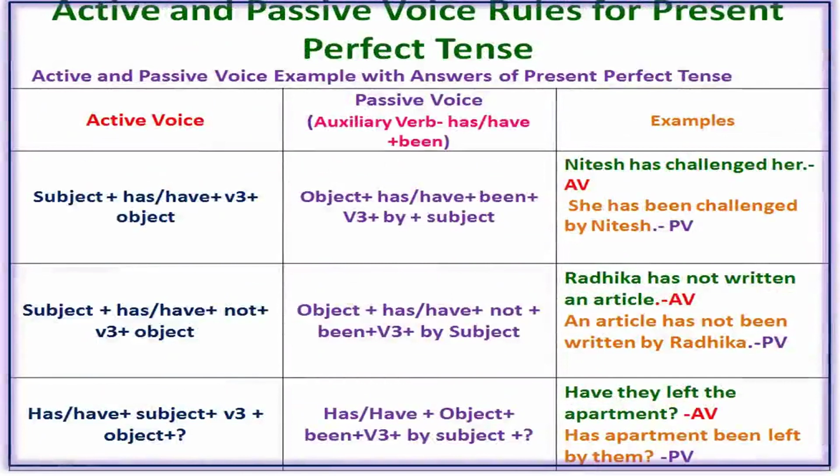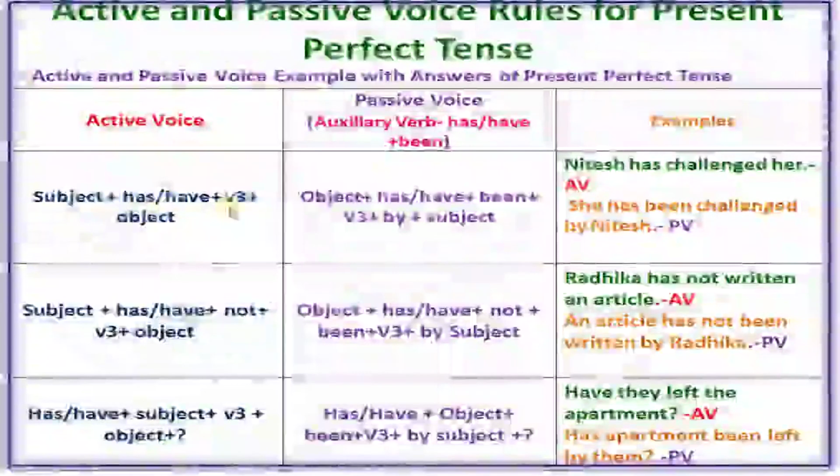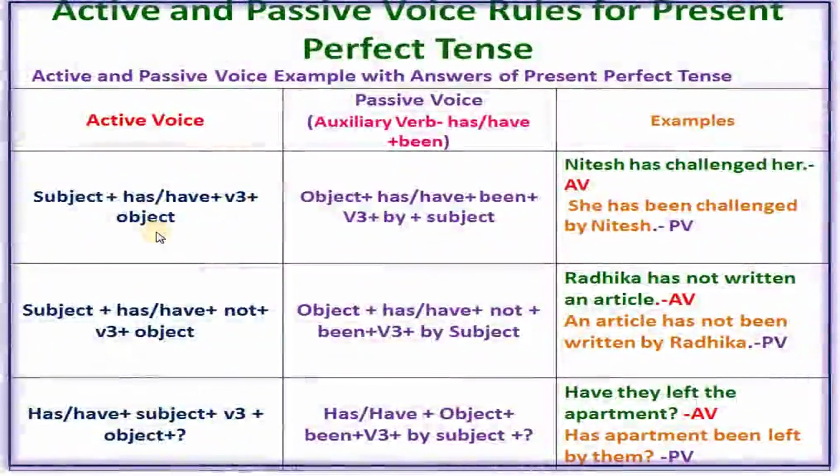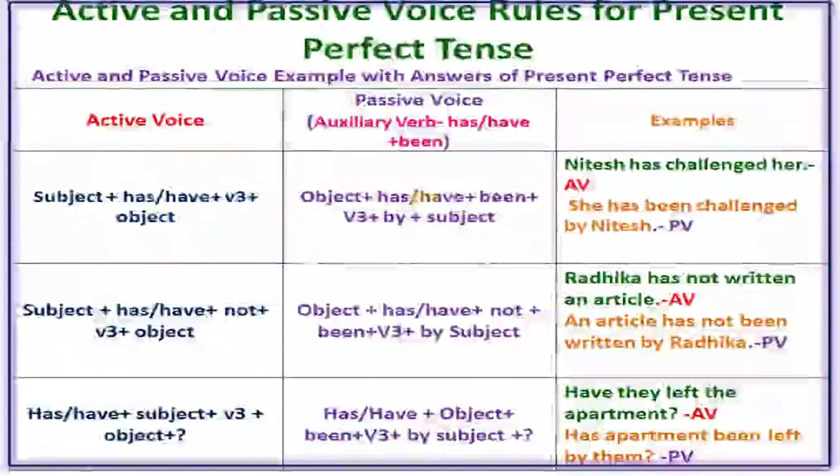Present perfect tense. Present perfect tense is subject plus has or have plus V3 plus object. Same in passive voice: the subject will become the object, the object will become the subject, and V3. By is compulsory. Object plus has been or have been; been is the new thing and is compulsory in perfect tense, plus V3, plus by, plus subject. Example: Nitish has challenged her.